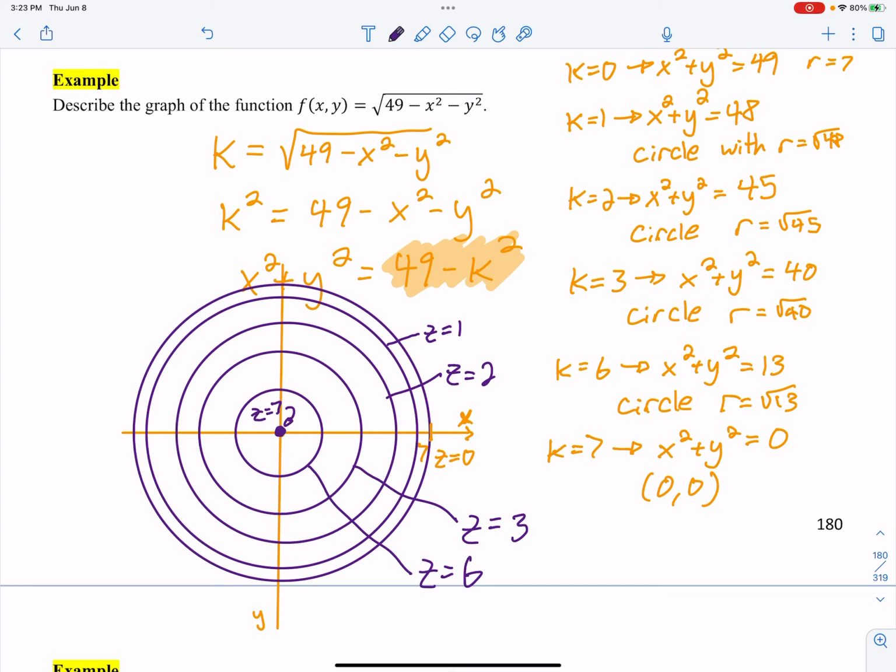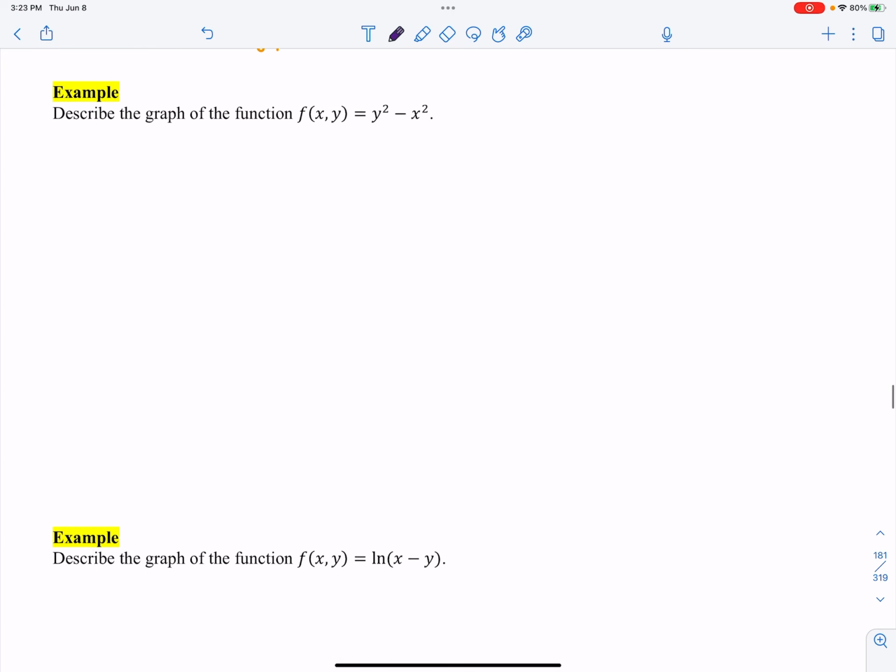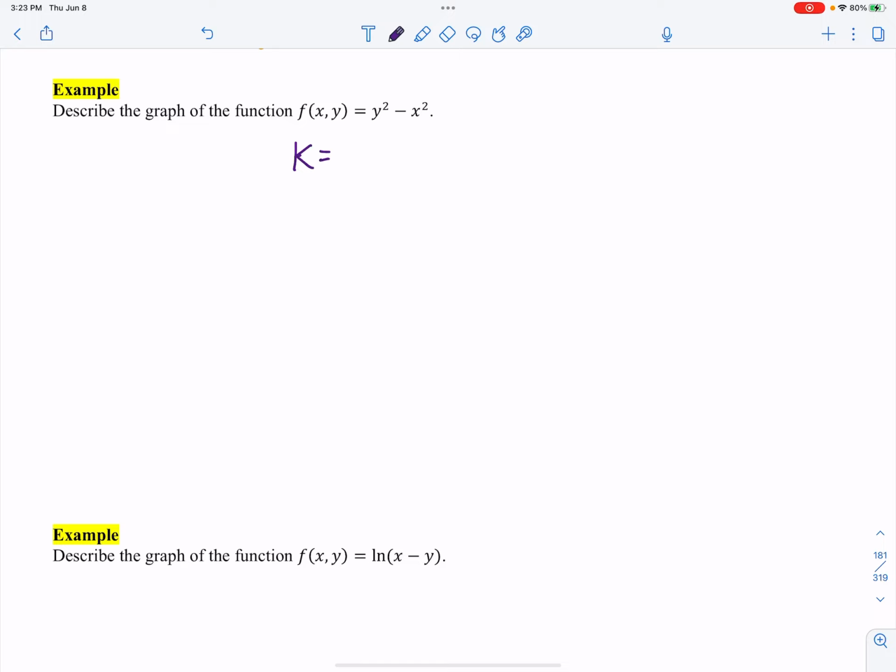Okay, so with some of these, we're going to do less of really getting into it, and more of thinking about it. So let's take a look at this next example. Describe the graph of this function. So I have that function y squared minus x squared. I'm just going to let it equal k.